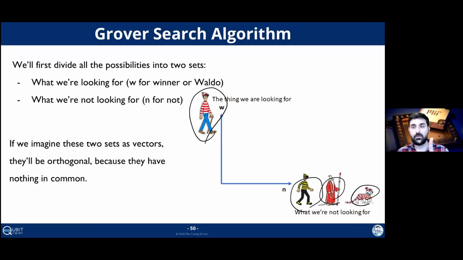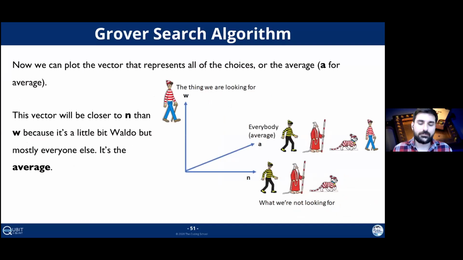And we're placing them on two different axes. The idea is that for our quantum state, we want it to be as close as possible to this W axis, because once we measure, that gives us the probability of measuring the correct answer. Now, if we imagine these two sets as vectors, they're going to be orthogonal because they have nothing in common. The main reason is that Waldo is in one set and the other set doesn't contain Waldo. So the sets don't overlap at all.